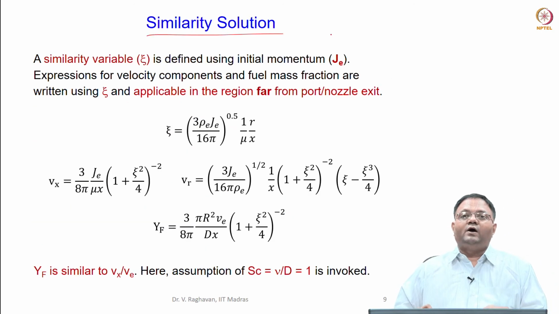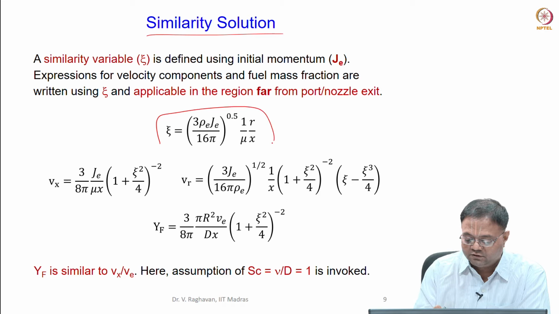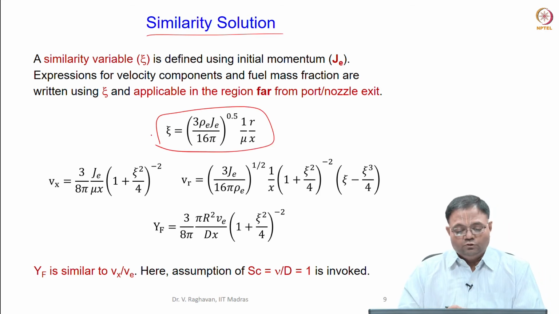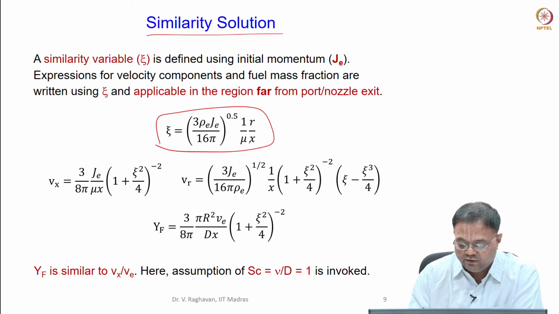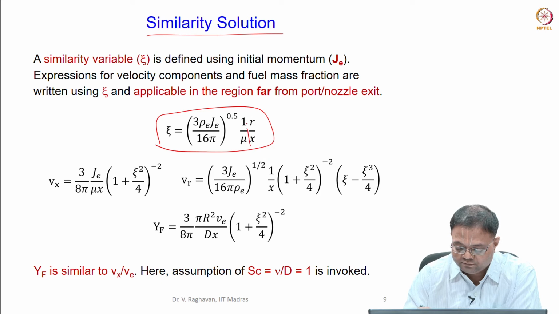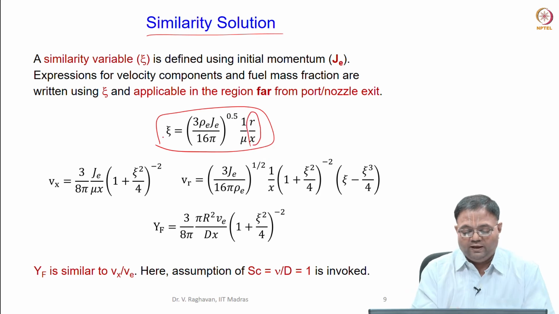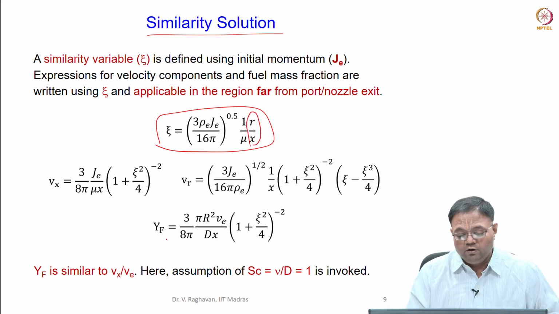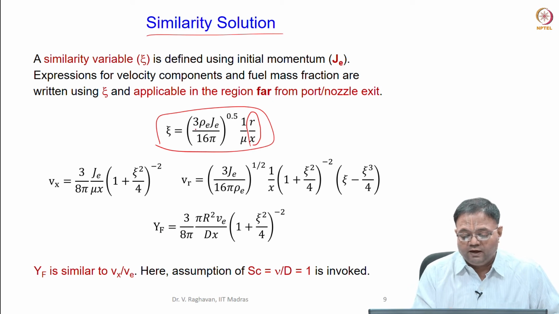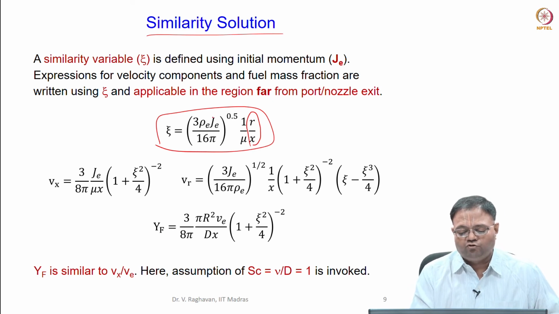As I told you, a similarity variable is required, which is a function of r by x. So, that variable is defined like this. Psi is the similarity variable. Psi is defined as some constants.